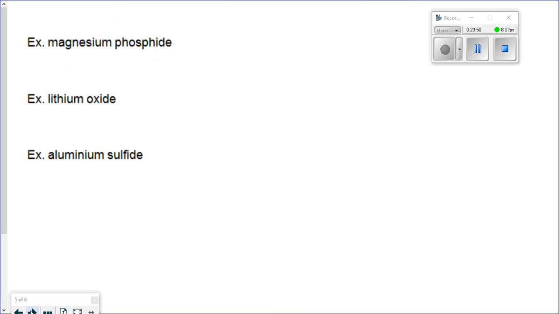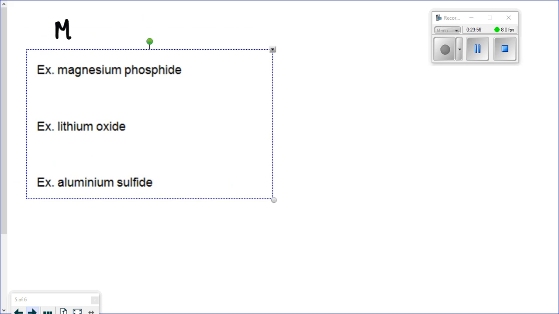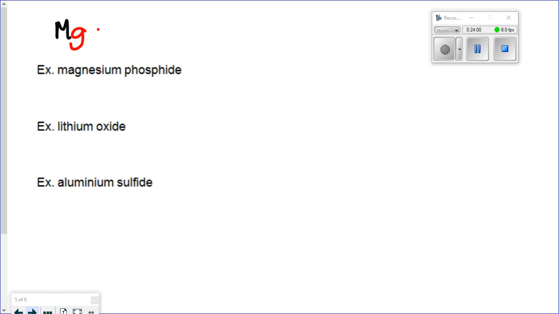Magnesium phosphide. So again, looking at what we have, magnesium forms a 2 plus charge, and phosphorus forms a 3 minus charge. When I'm writing the charges, those are actually superscripted, so they're supposed to be little and up. So just don't start confusing that. We use subscripts to tell the relative numbers. We use superscripts for the charges.